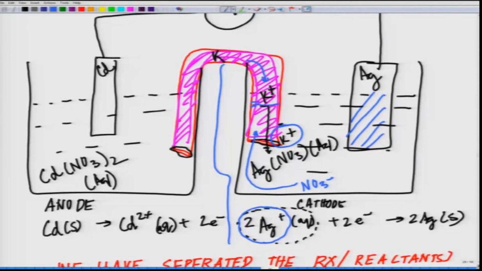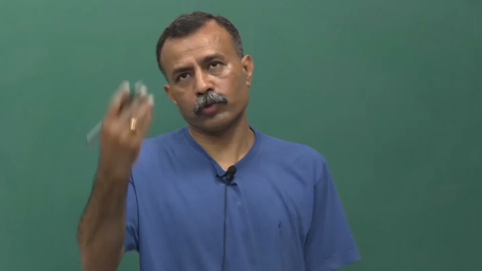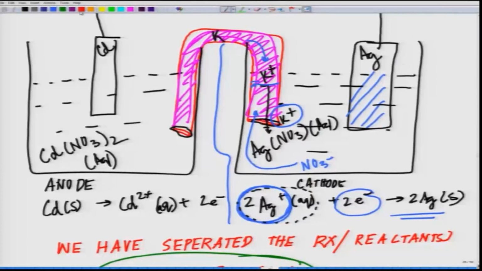On the contrary, if you look at the anode side, something very interesting is happening. As the cathode is pulling out some of the positive charges, why is it happening? Because this Ag plus is getting reduced by the electrons which are coming from the cadmium side. So, there is a dearth of positive charges on this side. In order to maintain that potential difference, some positive charges in the form of potassium ions percolate into this side, a little bit, not a whole lot of migration.